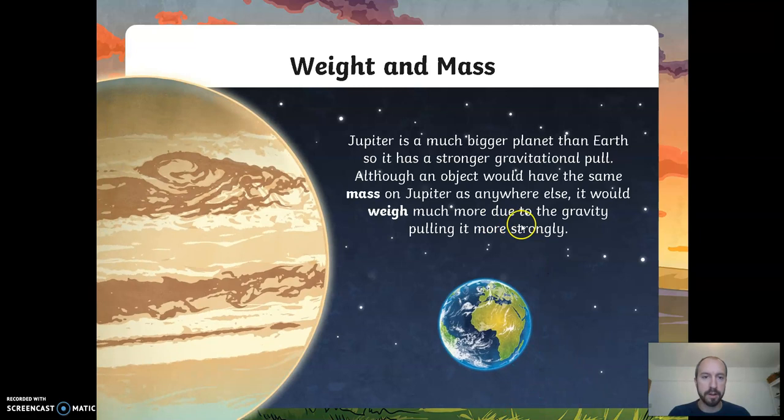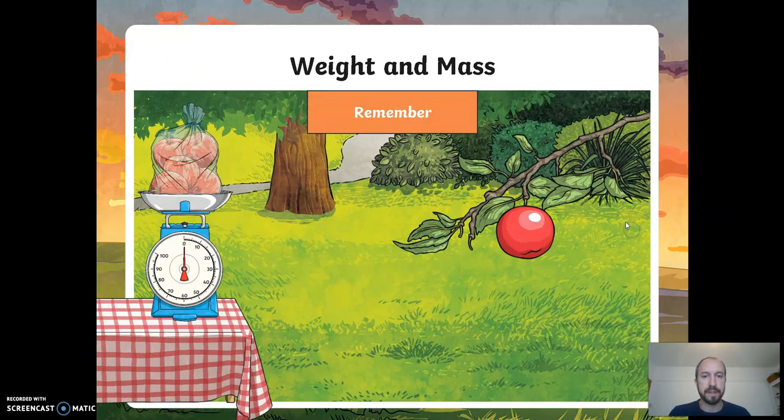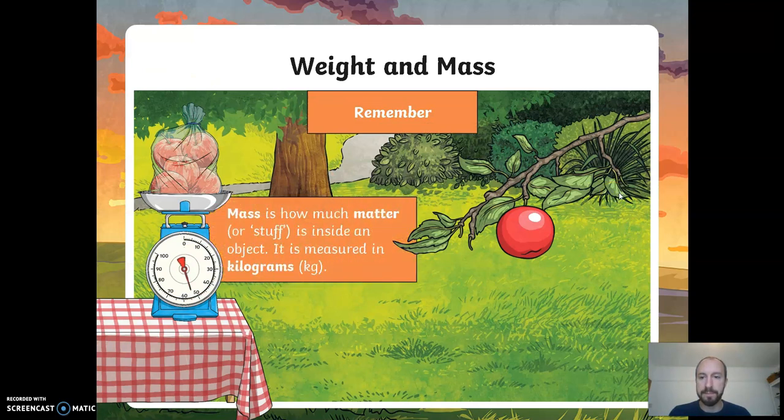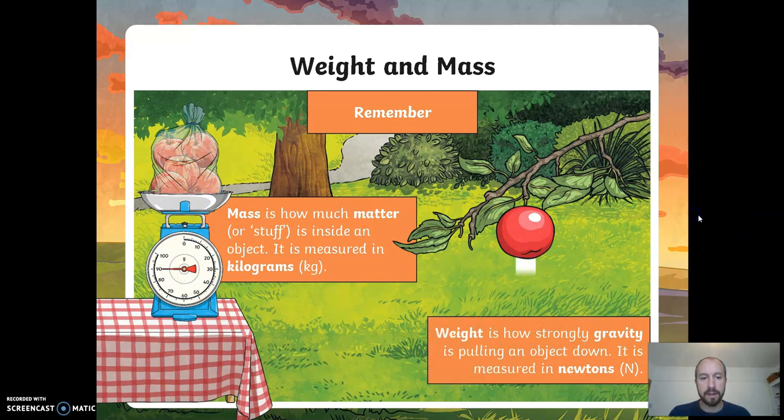And if I were to go to Jupiter, it's a much bigger planet than Earth, so there's a stronger gravitational pull. Although my mass would stay the same, I'd still be 73 kilograms, the weight would be much more because the gravity is much more on Jupiter. So just remember that mass is how much matter or stuff is inside an object. It is measured in kilograms and grams. And weight is how strongly gravity is pulling an object down, and that's measured in newtons. Named after Sir Isaac Newton.